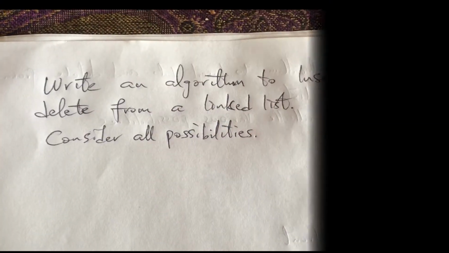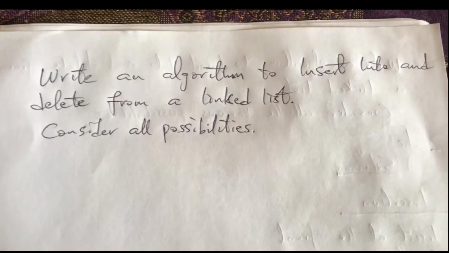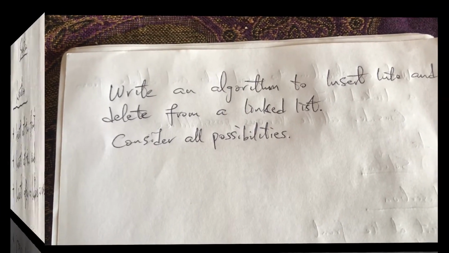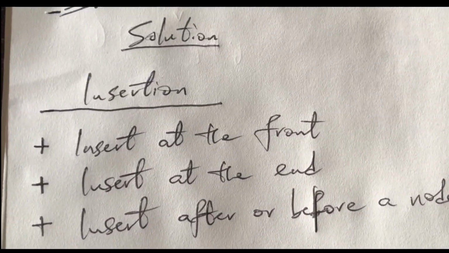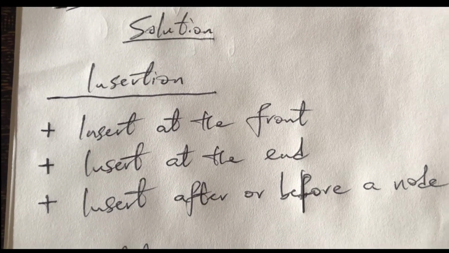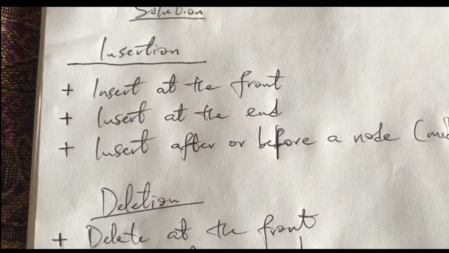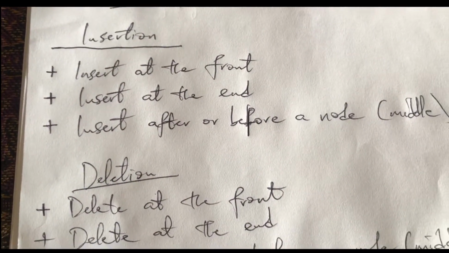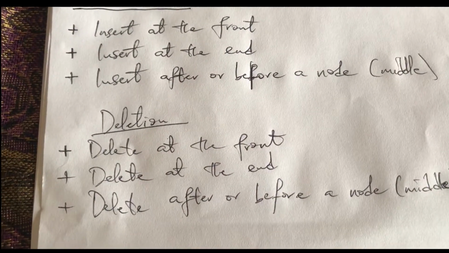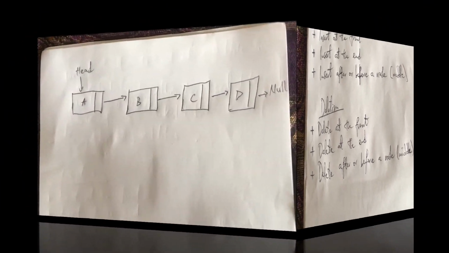Okay, now assuming you're given this problem: write an algorithm to insert into and delete from a linked list. Consider all possibilities. So this is the solution. You start with the insertion at the front. These are the possibilities: you insert at the front, insert at the end, insert after or before a node, at the middle, delete at the front, at the end, and after and before a node.